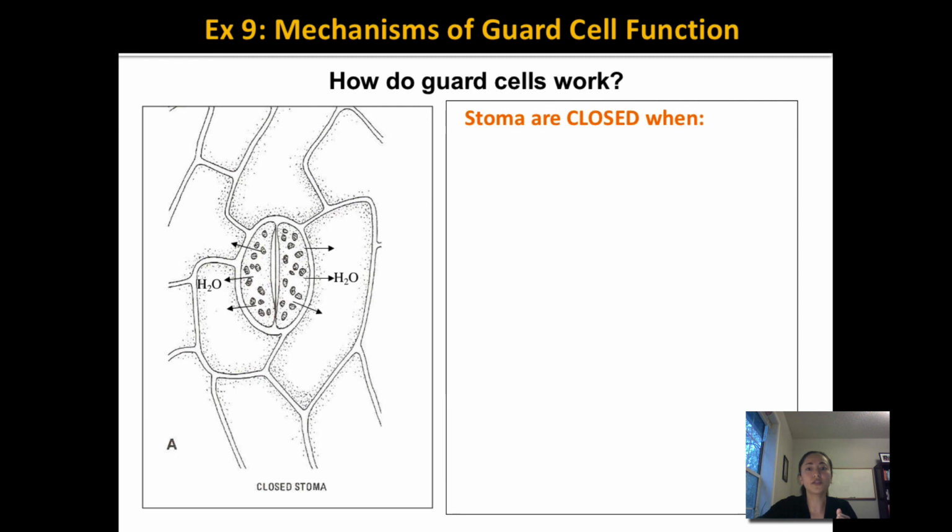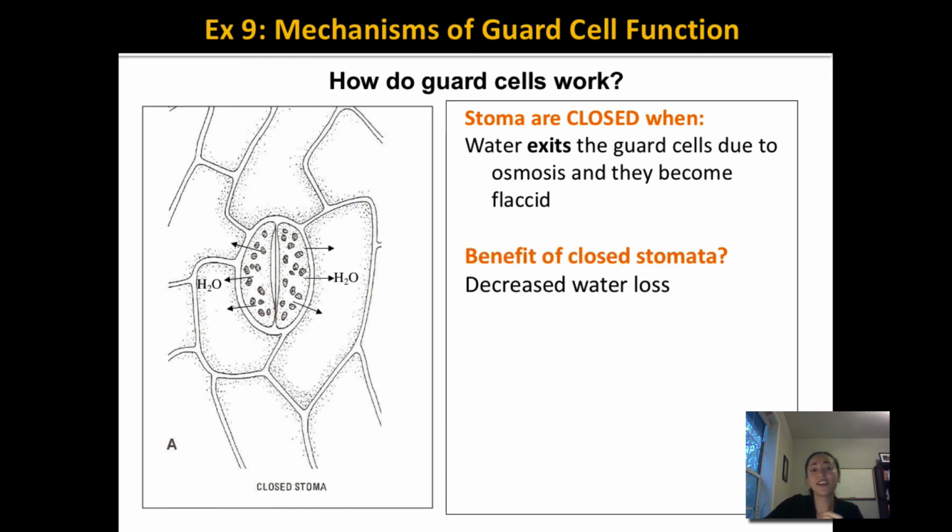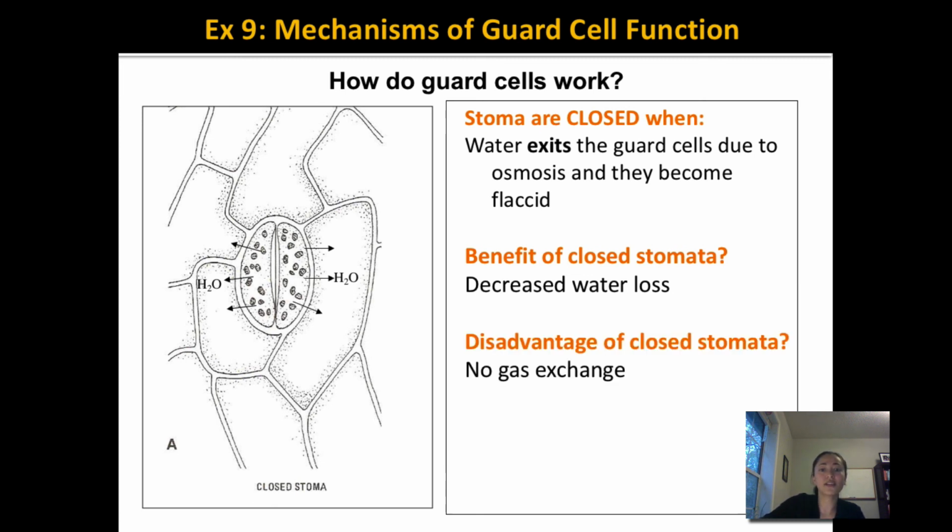Well, to close the stoma, water exits the guard cells. And when this happens, so here's my guard cells filled with water. The stoma's in the middle here. Whenever water leaves the guard cells, they become flaccid and they just close the pore or the opening. The benefit of this, again, is it decreases water loss. A disadvantage of keeping it closed, though, is that there's no gas exchange. And if there's no gas exchange, they cannot bring in carbon dioxide, which is essential for photosynthesis.